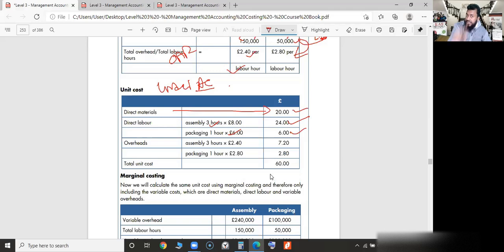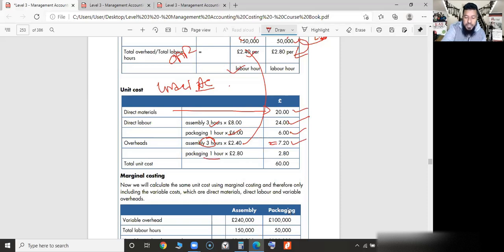Overhead is based on labor hours. That's why in assembly you need 3 hours, but what is the overhead absorption rate per labor hour? It is 2.4, which we have worked out. 2.4 per labor hour. But what is it per unit? Per unit is 7.20. Very often I have seen students take 2.4 here as well. Don't make that mistake. 2.4 is per labor hour, but to produce 1 unit of item in the assembly department, you need 3 labor hours. So 2.4 times 3, you get 7.2.